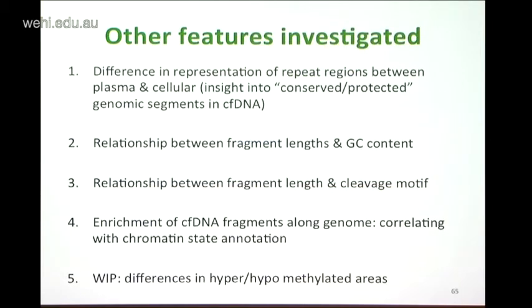So we kept on going, analyzing this high coverage data, and we looked at other features as well. We looked at the difference in the representation of different types of repeats between cellular and cell-free data to see whether certain types of regions were protected in the cell-free DNA. For example, we found that ALU repeats were more highly represented in cell-free DNA, and so were microsatellites.